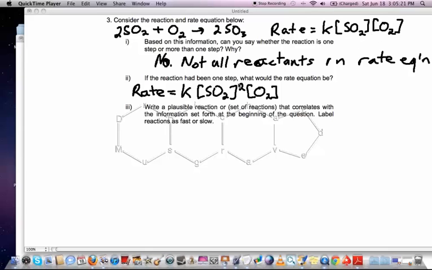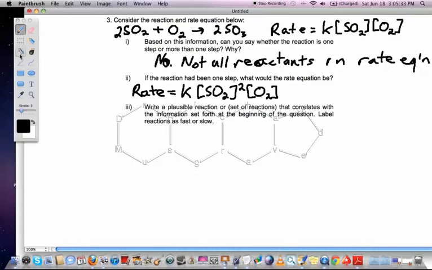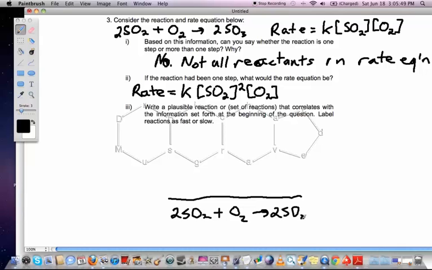Alright, so what would it look like if it was one step? Well, it would be SO2 squared and O2. Rate equals k[SO2]^2[O2]. And that would be our rate equation if it was one step. Alright, so our next mission is to actually figure out what the reaction processes look like. And the first thing I want to do is draw out my product. And it's 2SO2 plus O2 gives 2SO3. And we know that everything's going to have to add up to give this. That's why I write it out first.